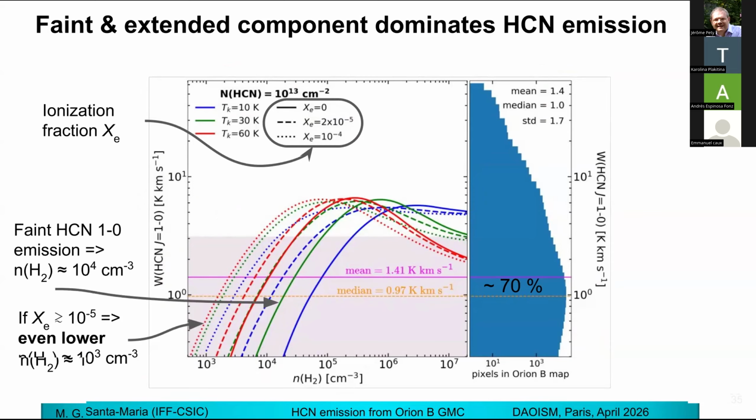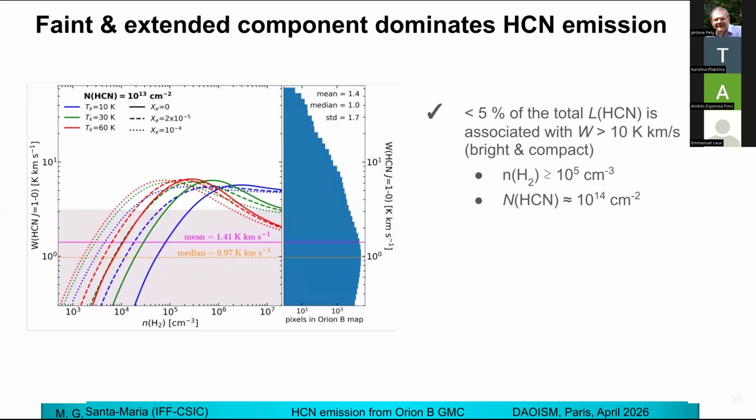And what we see here is that for the faint emission, the median value here, if there were no electrons at all, would be a few 10 to the 4 centimeters to the minus 3, the density associated with that. And actually, if we increase the ionization fraction and/or the temperature, the density is even lower, like around 10 to the 3, or a few 10 to the 3 centimeters to the minus 3. This is translucent gas, and definitely not dense gas.